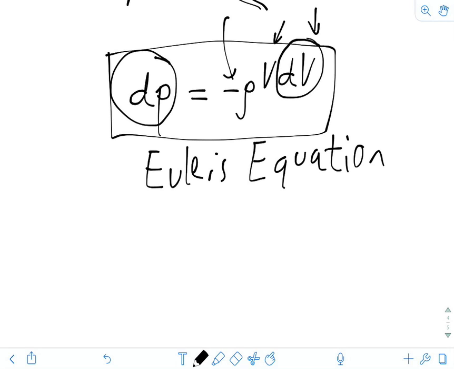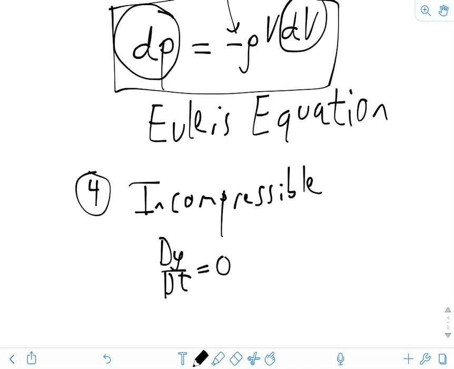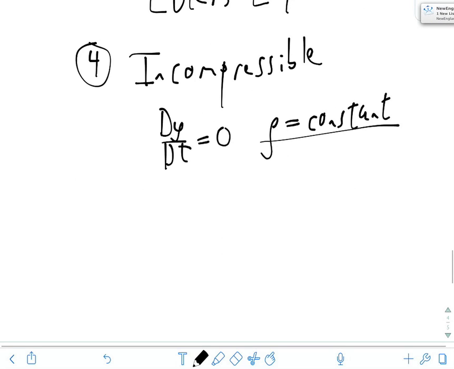If we add one more assumption, which is that the flow is incompressible. And again, what this means, generally speaking, is that the density doesn't change along a streamline, which we wrote as d rho dt equals 0. But in the book, we consider a less general case, that rho equals a constant everywhere. That's how the book considers incompressible: simply constant density everywhere.